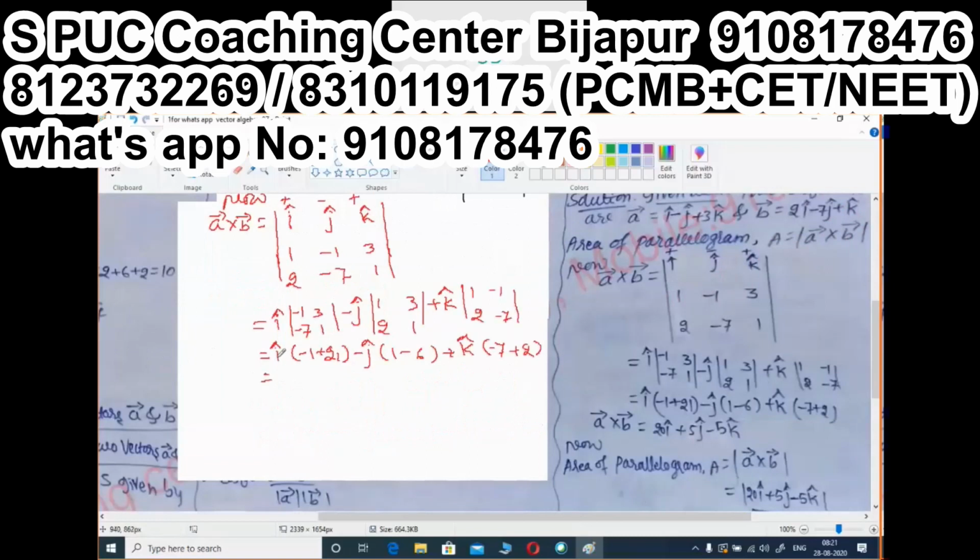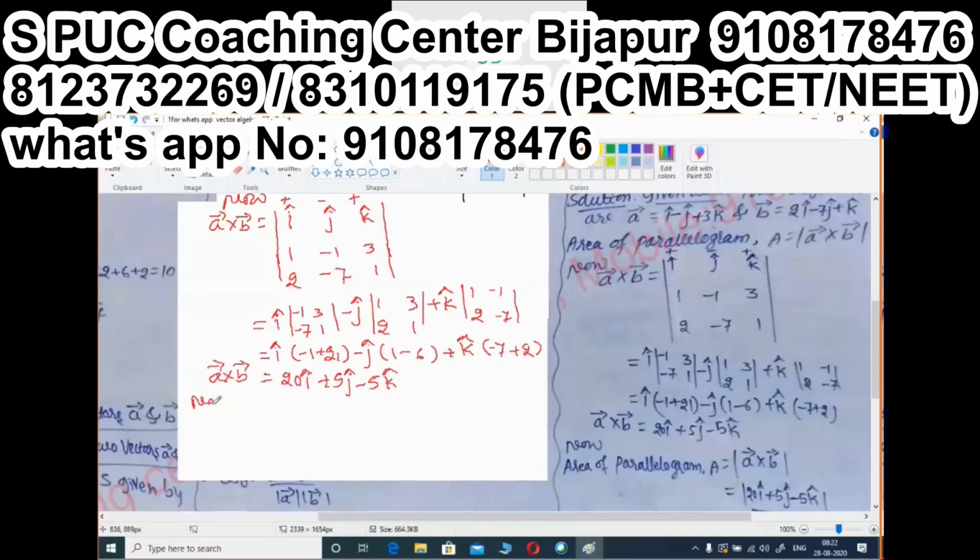So this is going to come out as 20 i cap, am I right? Minus 1 plus 21, that is remaining plus 20 i cap. You are going to multiply that coefficient with i cap, j cap and k cap as usual. Here minus j cap into 1 minus 6, that is minus 5, minus plus 5 j cap it is. Okay, next what about this please? Minus 7 plus 2, minus 5 is remaining, minus 5 into k cap, that is minus 5 k cap. This is our required A cross B, A vector cross B vector it is.